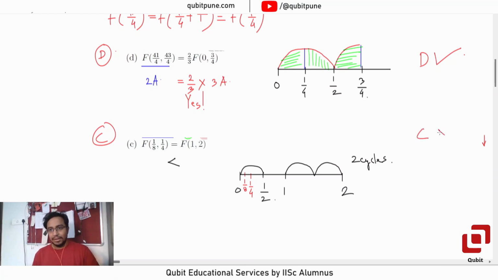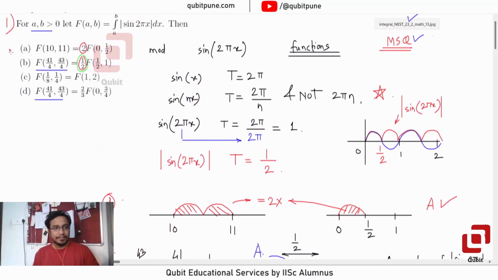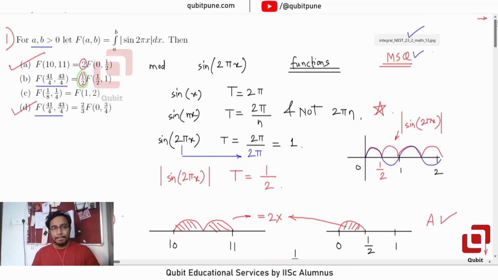So what are the correct options? A is correct and D is correct. Any doubt? No doubts. Do you want us to verify this on Desmos? If yes, we will quickly do that. Yes.